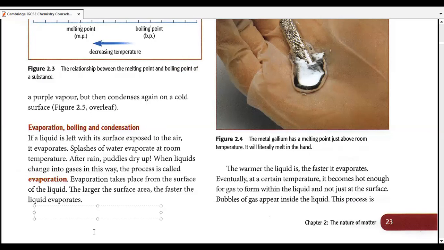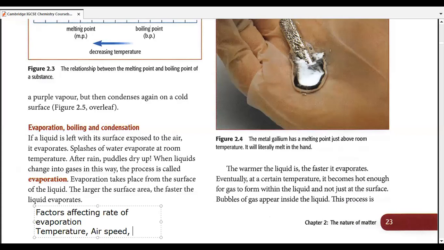So let me write the factors over here. Factors affecting rate of evaporation, and that would be temperature, air speed, and density of liquid or nature of liquid, and humidity. Humidity is the last thing.